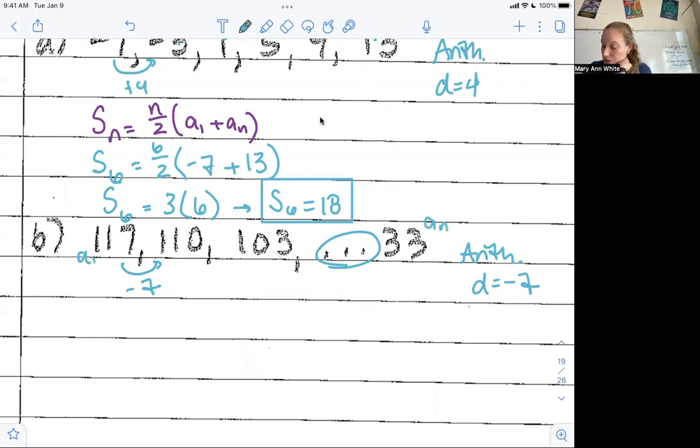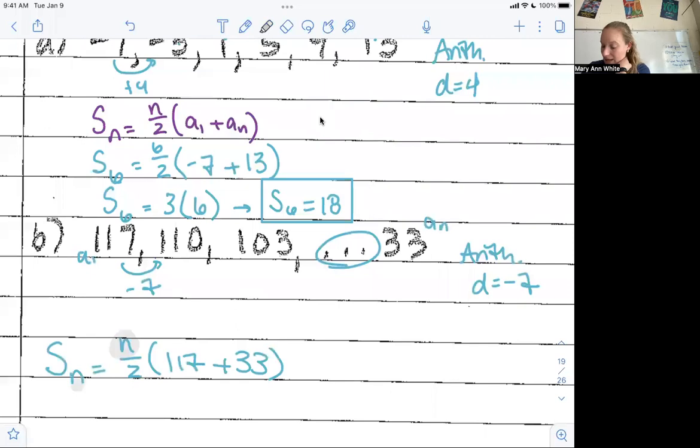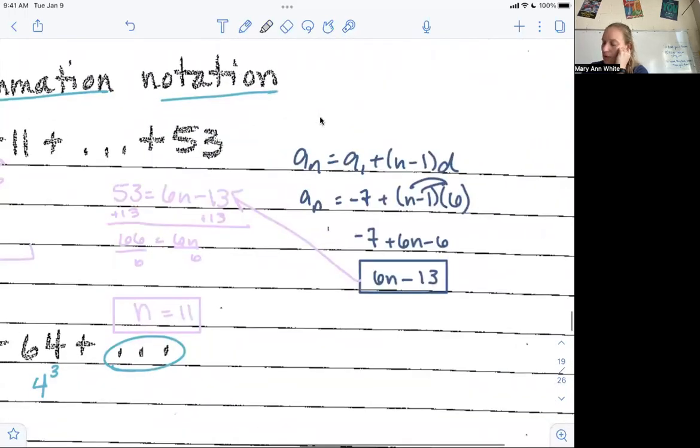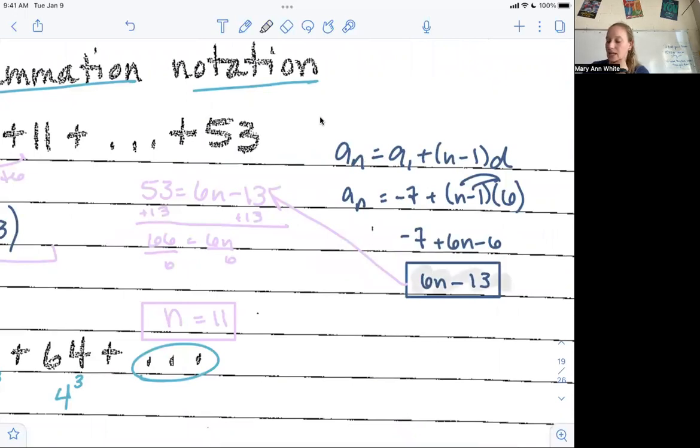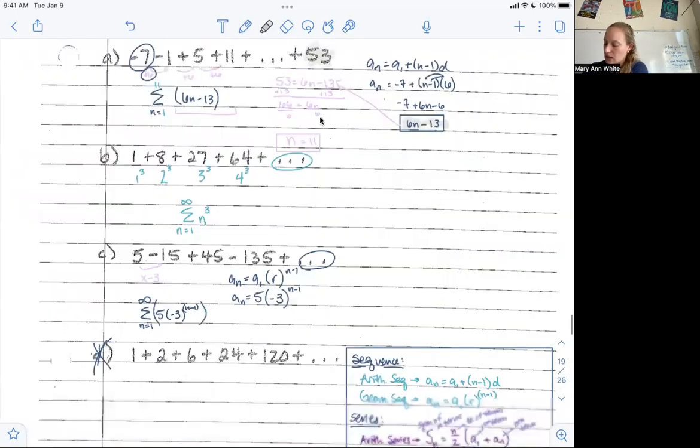However, when you go to plug it into your formula, S sub n equals n over 2 times 117 plus 33, I can't do very much until I get what n is. So we need to figure out what n is. What we can do is use the formula kind of like we did up here. Remember how we found the expression and then set it equal to the term that we didn't know? We're going to do the same thing down low. We don't really need to do it in 2 steps. I think we can just combine it in 1. So let's see what that looks like.